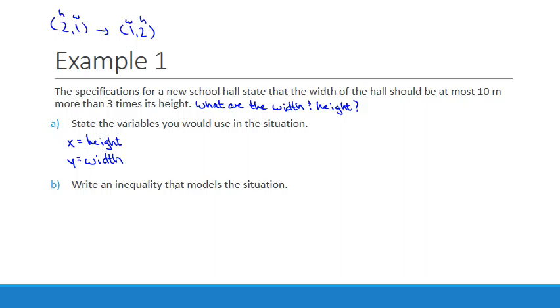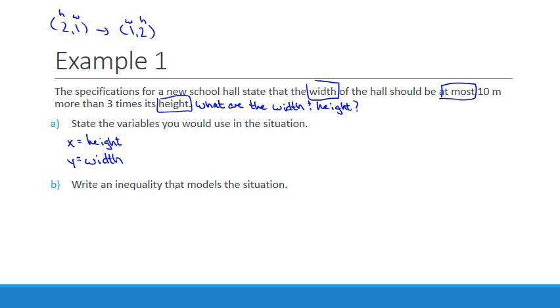B, write an inequality that models the situation. All right, well, we need to examine this sentence to figure that out. The specifications for a new school hall state that the width of the hall should be at most. So the width is right here. So the width should be at most 10 meters more than 3 times its height. Okay, and there's height.